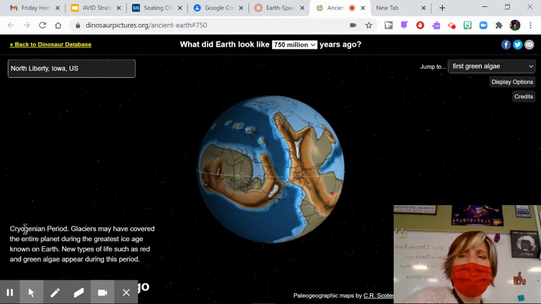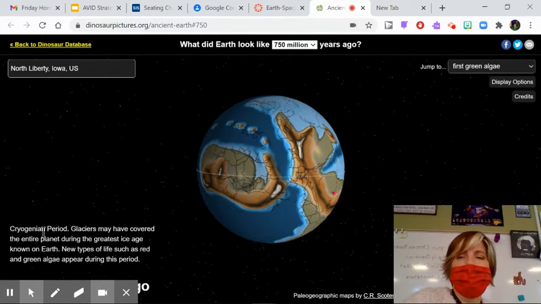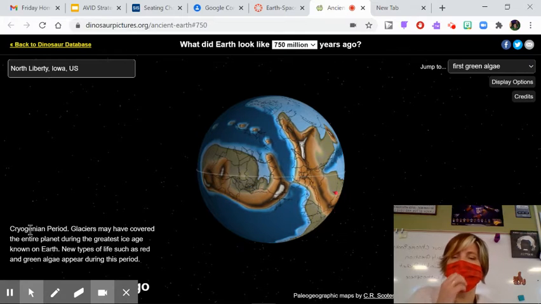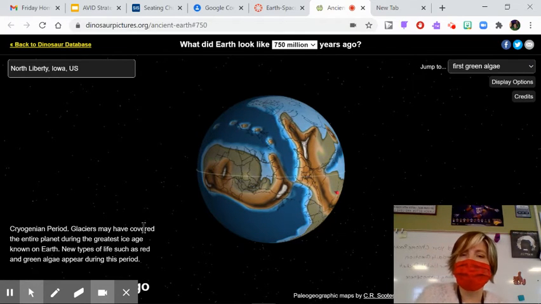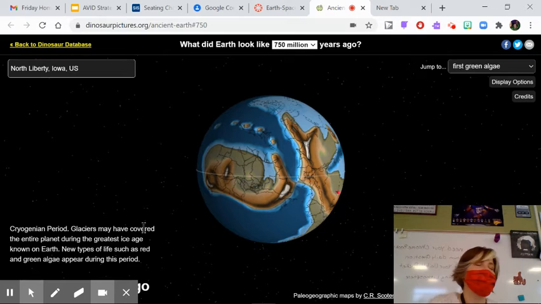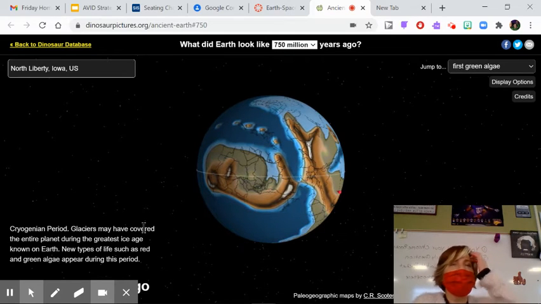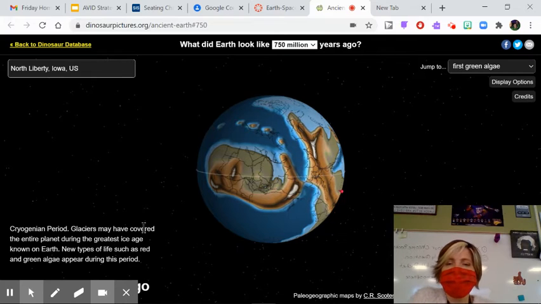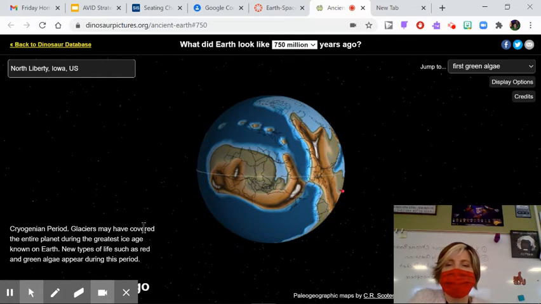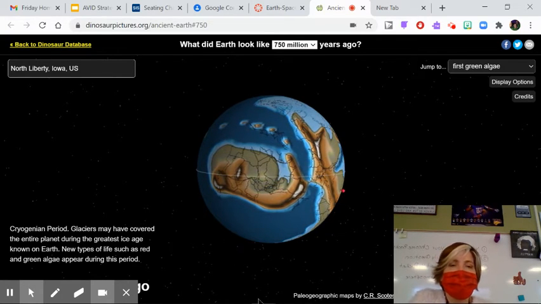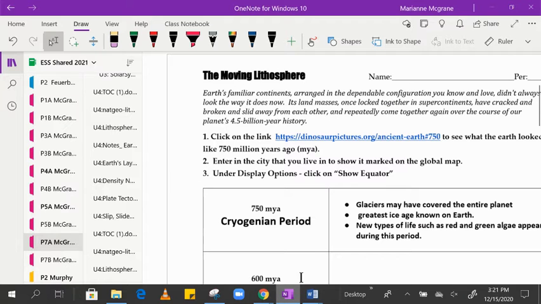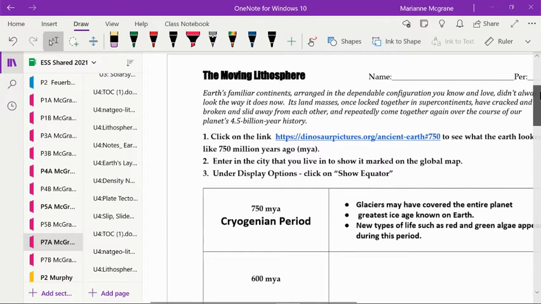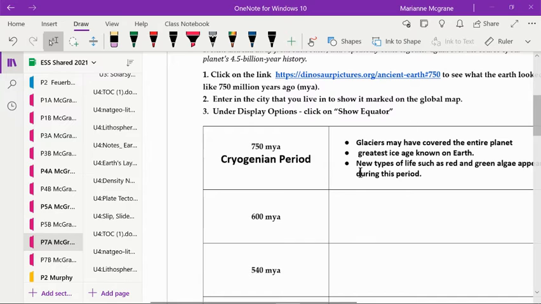So this was the Cryogenian period. Cryo meaning ice and snow. Glaciers may have covered the entire planet during the greatest ice age ever known on Earth. It was called snowball Earth by scientists. New types of life, such as red and green algae, appeared during this time period. So if we look down below on our piece of paper, you'll notice that I already filled that in along with the time period that we're looking at. So that's what we're doing.